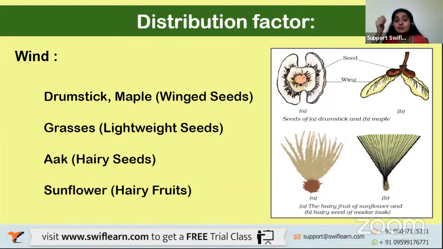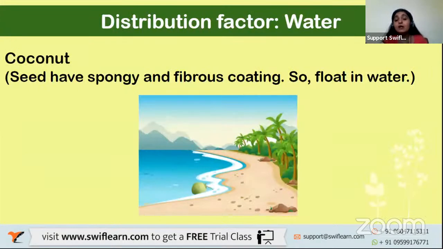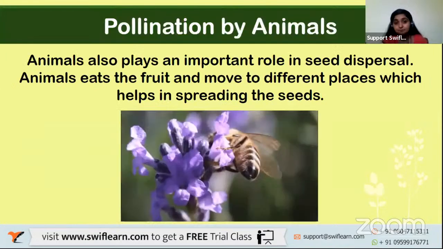Okay, then we have grass that has very lightweight seeds. Then we have hairy seeds. Then sunflower, they also have hairy fruits that flow away with the wind. Moving further, water also plays a very important role in distributing the seeds, or taking the seeds from one place to another. Like coconut has a spongy and fibrous coating, so it floats on water and the seed can be transferred from one place to another.